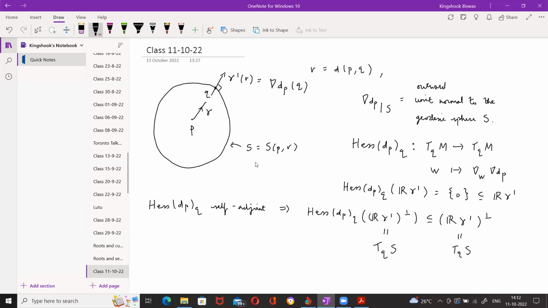So if I restrict the Hessian, let T be the operator which is the Hessian restricted to the tangent space to the sphere. So this goes from T_Q S to T_Q S.